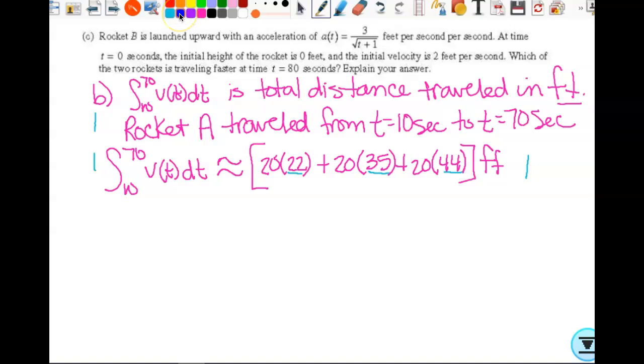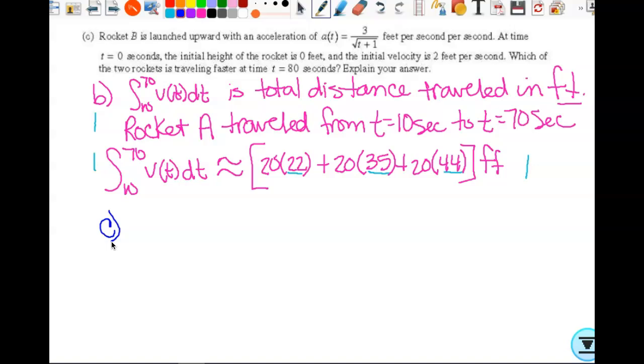All right, now we're looking at C. C says, rocket B is launched upward with this acceleration, in feet per second squared, at time t equals 0 seconds. The initial height of the rocket is 0 feet. Initial velocity is 2 feet per second. Which of the two rockets is traveling faster? Explain your answer, which means we have to find these things, right?